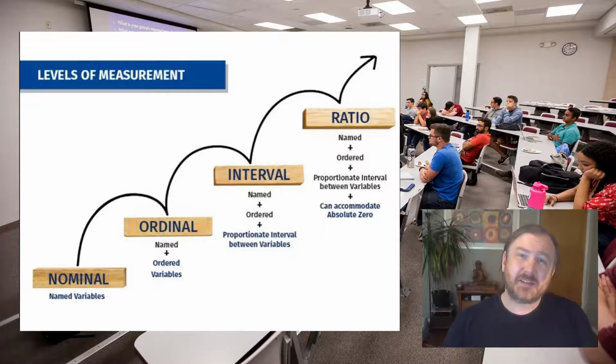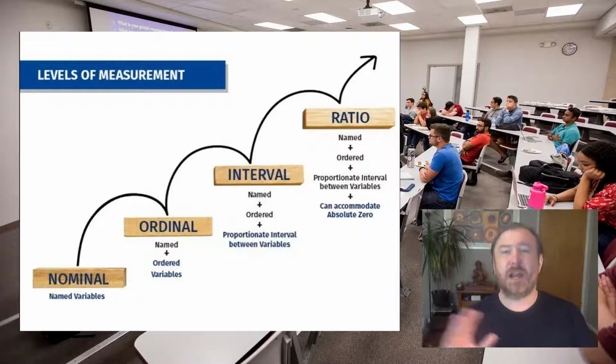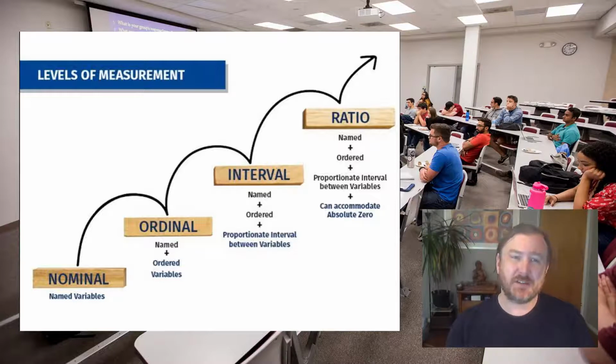And so the next level of measurement is a ratio level of measurement. A ratio level of measurement can accommodate an absolute 0. 0 means 0. So an example of this would be temperature in the Kelvin scale, where a 0 value would mean a 0 Kelvin means no temperature, right?